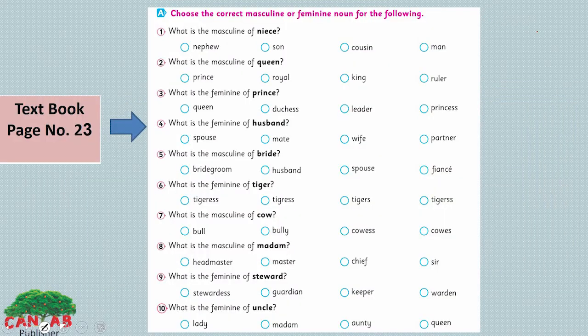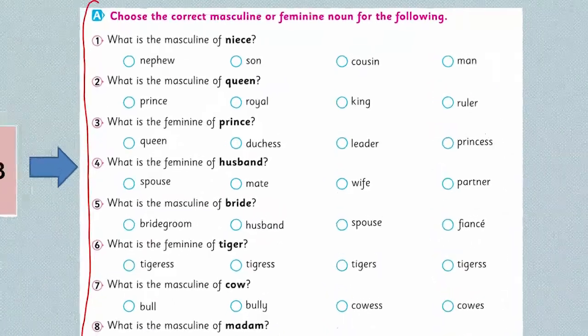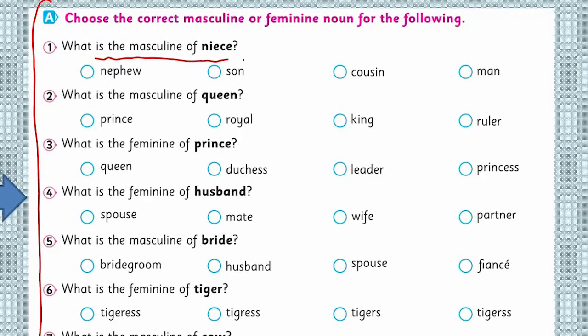Now look at the exercise here. For each sentence we have 4 options and we have to choose the right one. What is the masculine of niece here? Yes, we have discussed it in the examples. Nephew. What is the masculine of queen here? These are all feminine nouns here. What will be the masculine noun of it? Yes, queen belongs to king.